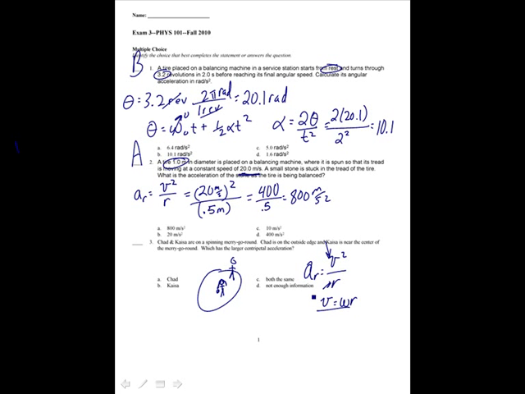But if we consider that V is equal to omega R, and we substitute that in, we did this in class, substitute this in for V, I get omega squared R squared over R, which is omega squared times R. So omega, the angular speed, is the same for both of them. So the one with the bigger radius has the bigger centripetal acceleration. So that is Chad. That answer is A.